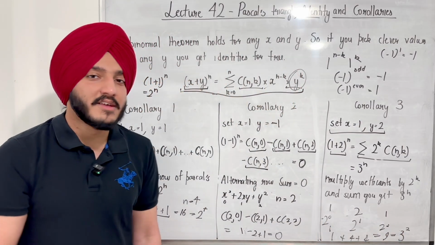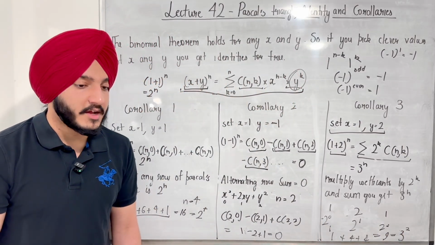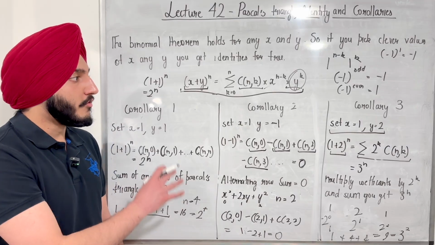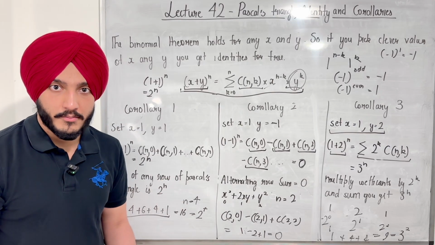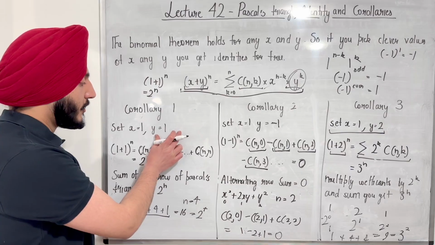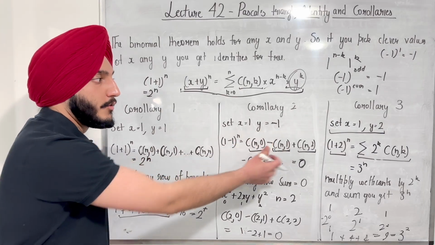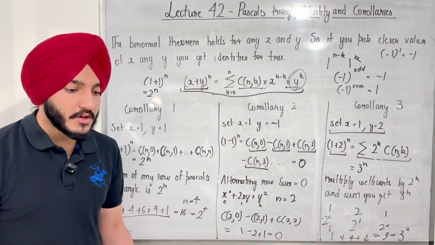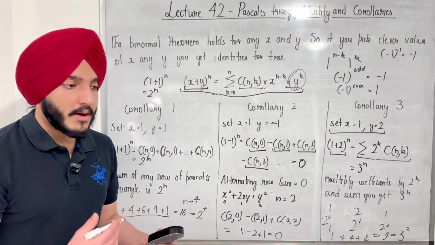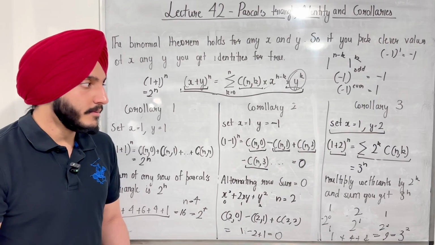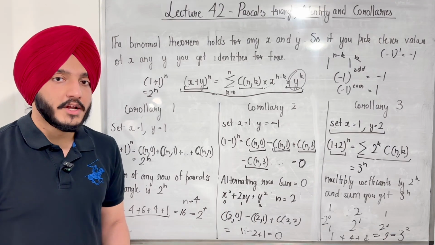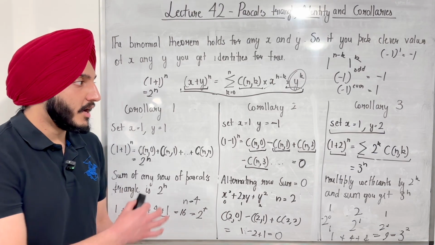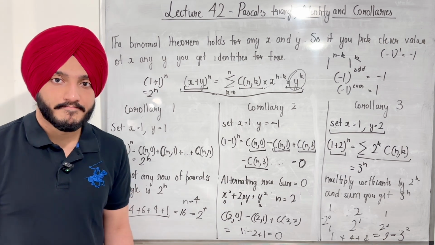So the corollaries are very simple to understand. Once again, the entire point of all three of them is you have the binomial theorem, you're setting the values of x and y to be 1 and 1, 1 and minus 1, and 1 and 2, and you get some resulting identity as a result of doing this. Okay, now let me just quickly show you guys one of the animations to explain all three of them once again.